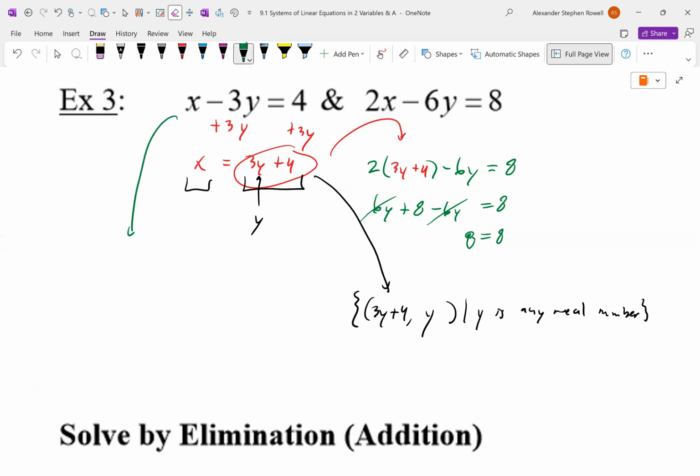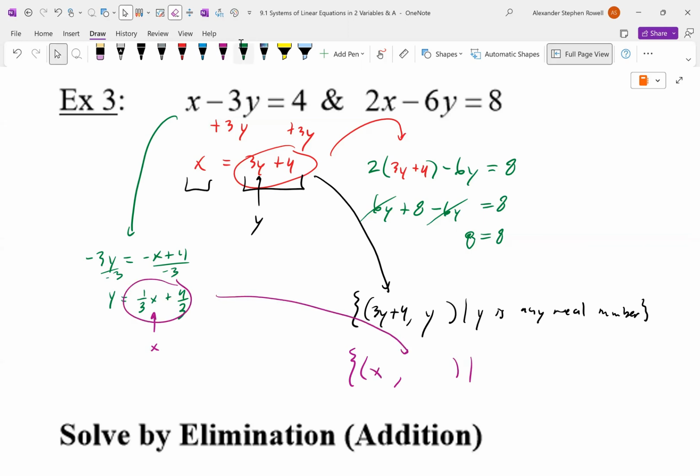If I solved it for y, it would be negative 3y, subtract x from both sides, is equal to negative x plus 4, divide by negative 3. y is equal to 1/3 x plus 4/3. So on your homework, I think it more commonly writes the answer when you solve for y, in which case we're saying we plug in an x value, and the given y value would be 1/3 x plus 4/3, where x is any real number.